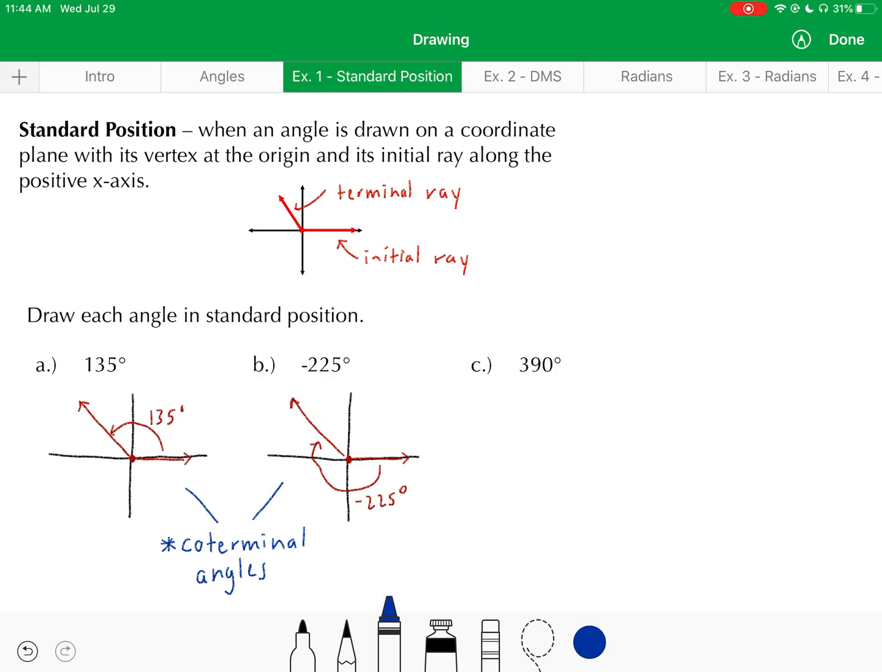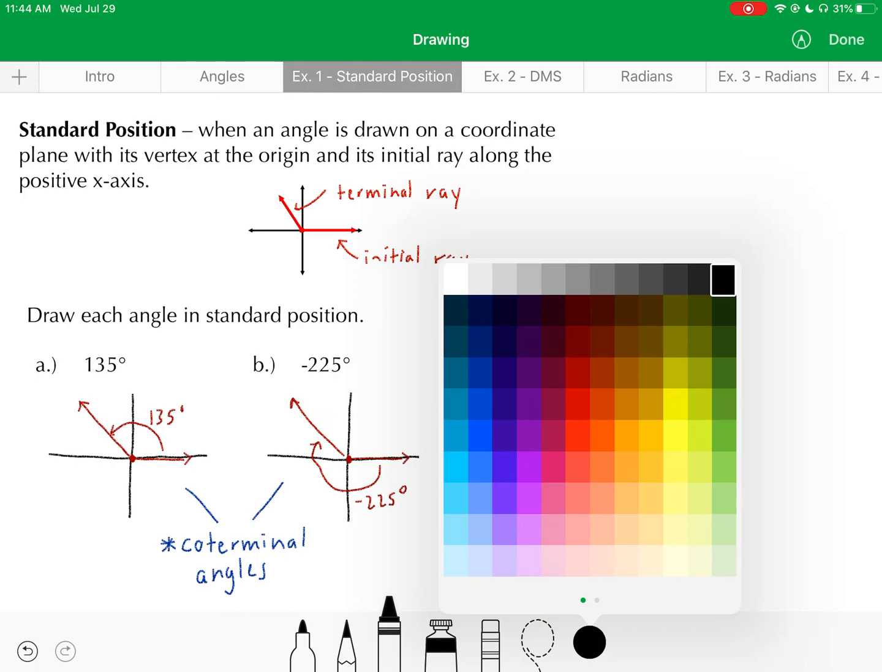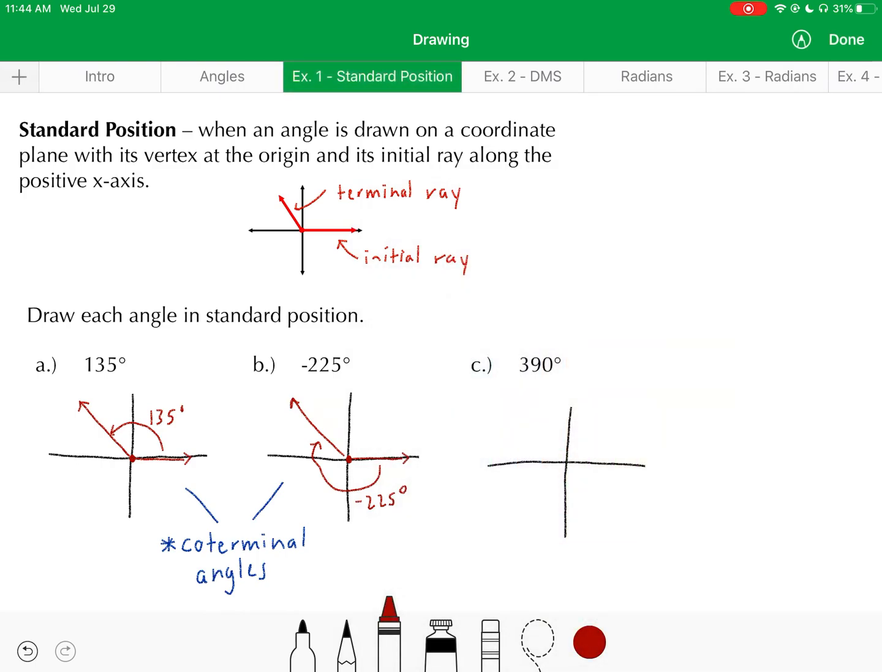Okay. All right, last angle to draw here is 390 degrees. Now we know that one full revolution is 360 degrees, right? So to draw an angle of 390, I need one full revolution, and then I need 30 degrees into a second revolution, okay? So I'm going to show that by, here's the one full revolution and then 30 degrees into the next revolution. And there's where I'd place my terminal ray.